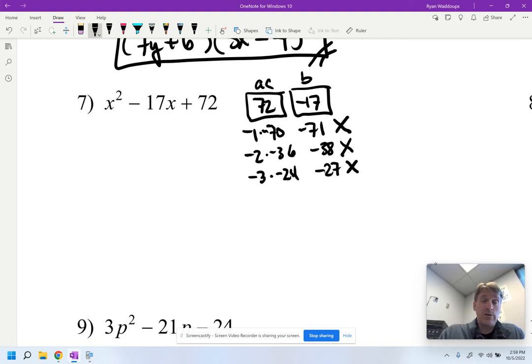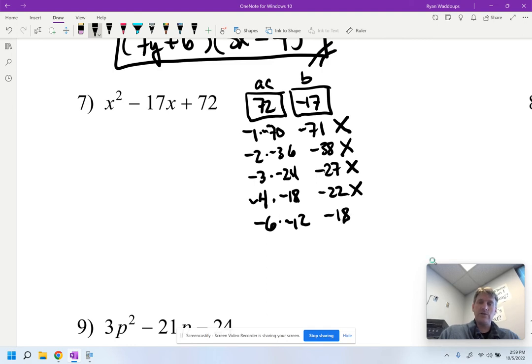I think it will. So I'm going to put -4, and 4 goes in there 18 times, -18. And that would be -22. And we're getting closer, but no, we're not there yet. It has to be -17. And 5 won't go into 72, but 6 will. And 6 goes in there 12 times, so that's -12. And -6 plus -12 is -18. Oh, we're so close, but no, that's not -17.